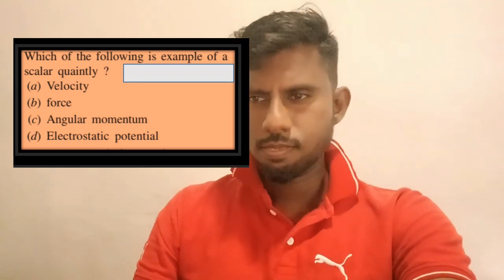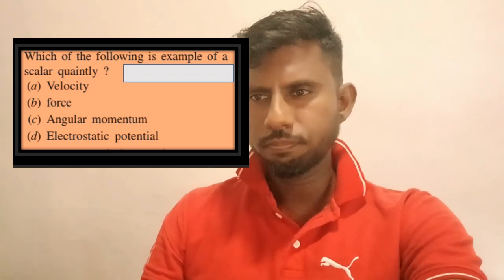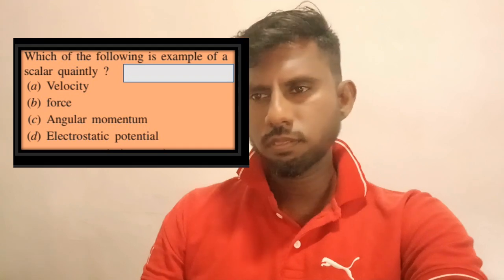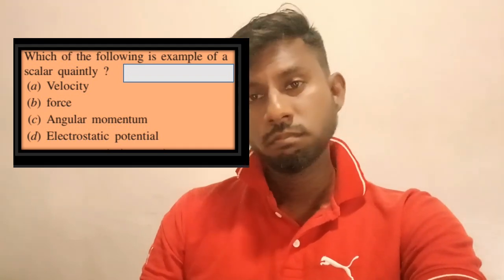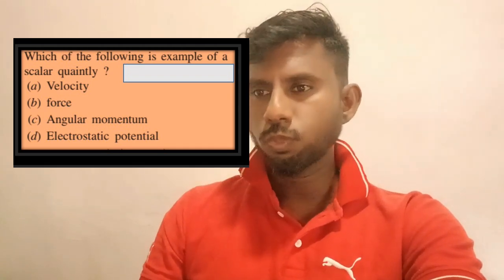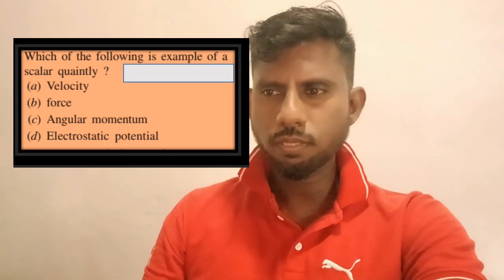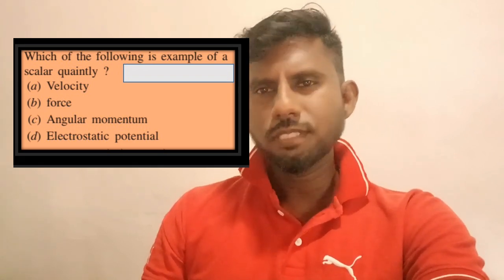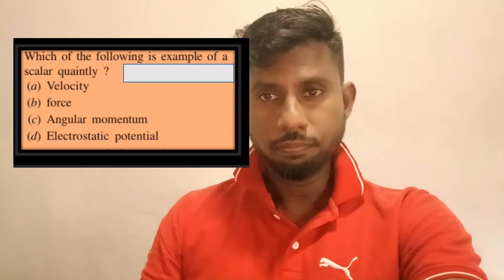Question number 6. Which of the following is an example of a scalar quantity? Velocity, yes, it's a vector. Force, it's a vector. Angular momentum, it's a vector. So the last one, electrostatic potential. Electrostatic potential is work done, yes, per unit charge. So it's a scalar. So answer is B.